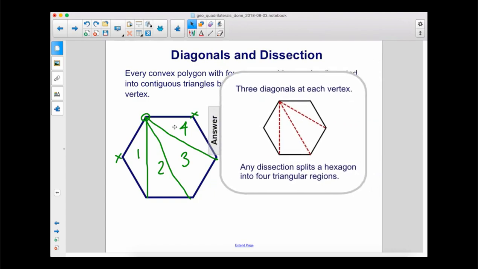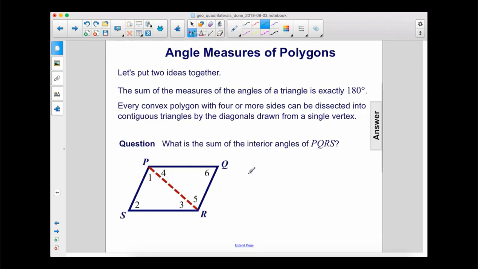So there are 3 diagonals at each vertex, 1, 2, 3, creating 4 triangular regions. Let's put 2 ideas together. The sum of the measures of the angles of a triangle is exactly 180 degrees. Every convex polygon with 4 or more sides can be dissected into contiguous triangles by the diagonals drawn from a single vertex. Question: what is the sum of the interior angles of PQRS?